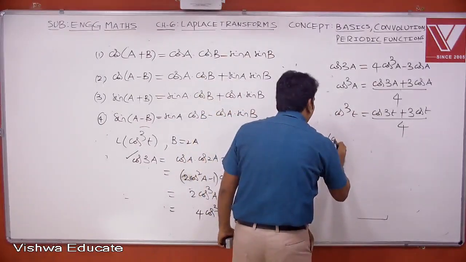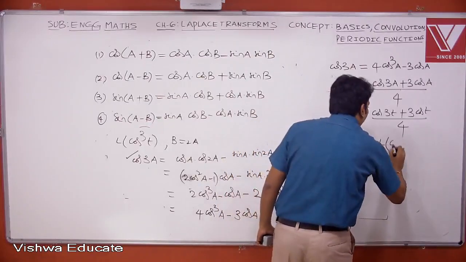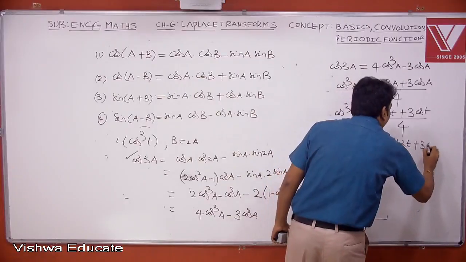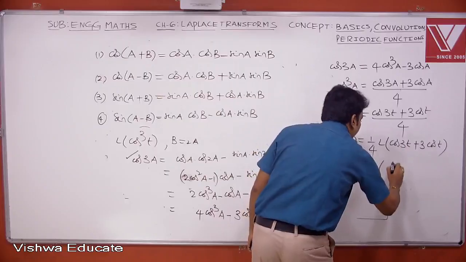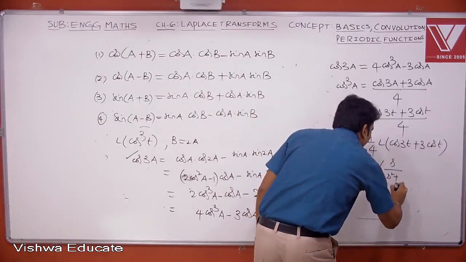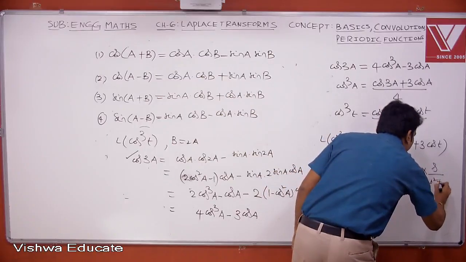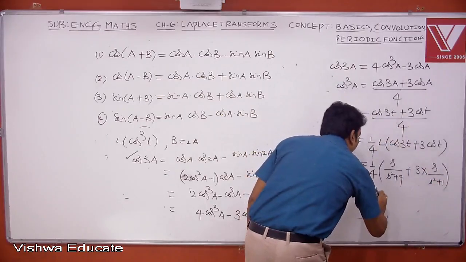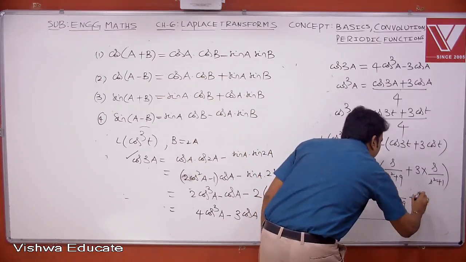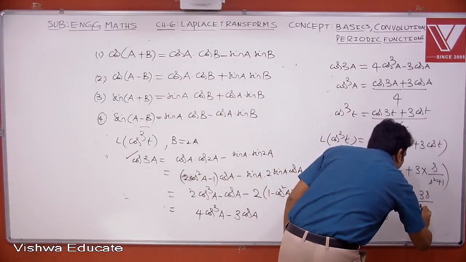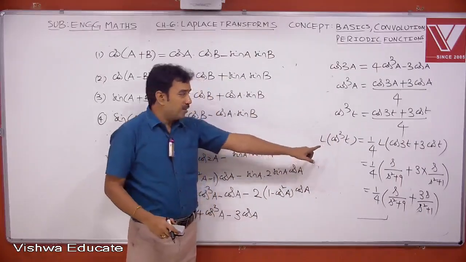Therefore, the Laplace of cos cube t equals 1 by 4 into Laplace of cos 3t plus 3 cos t. Apply the linear property. This is 1 by 4 into s by s square plus 9, plus 3 into s by s square plus 1. So therefore this is 1 by 4 into s by s square plus 9 plus 3s divided by s square plus 1. So like this we can get the Laplace of cos cube t.